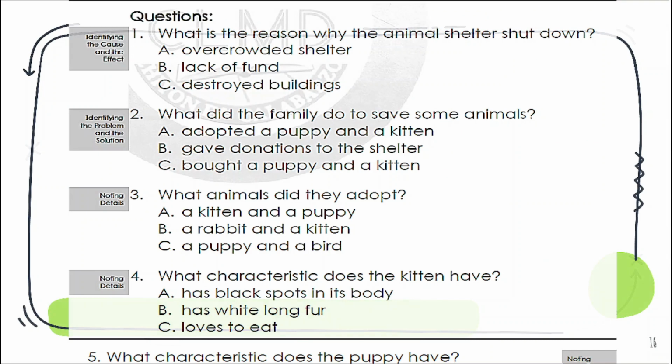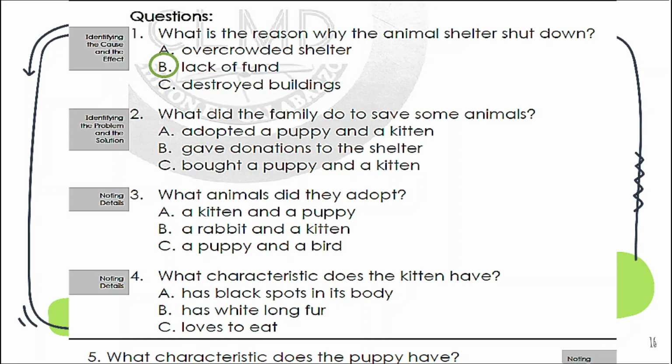Let us answer the following questions. Number 1. What is the reason why the animal shelter shut down? A. Overcrowded shelter. B. Lack of fund. C. Destroyed buildings. Correct answer is letter B.